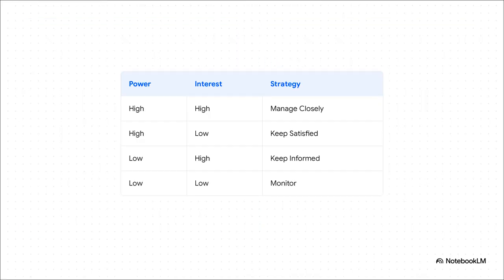And that analysis, it directly tells you what to do. It builds your strategy. So if a stakeholder has high power and high interest, well, you need to manage them closely. They're your key players. Someone with high power but pretty low interest, your job is to just keep them satisfied. Now, what about low power but high interest? Keep them informed. They can be your biggest cheerleaders. And finally, low power and low interest, you just monitor them, no need to overdo it.